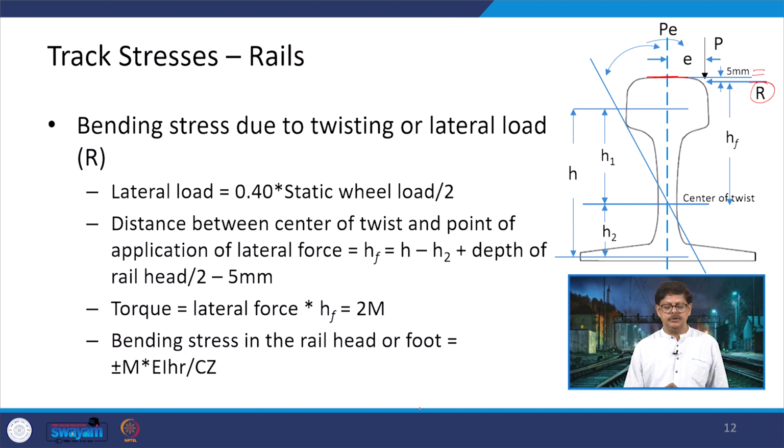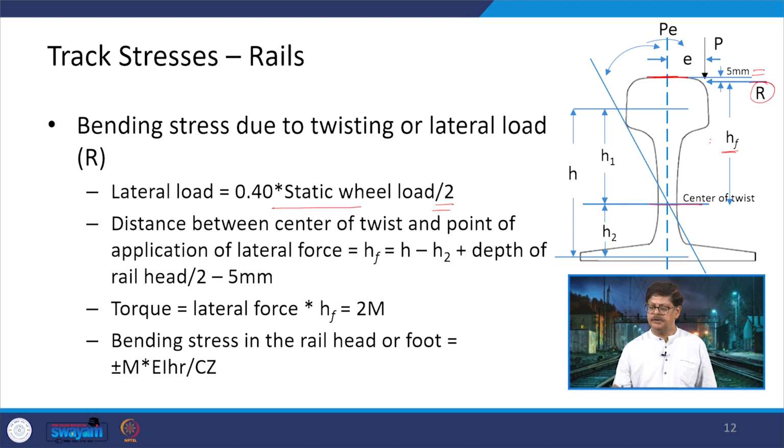Now, when you are talking about this lateral load, the lateral load is taken as 40% of the static wheel load and divided by 2. If you remember, this was discussed previously. The distance between center of twist and the point of application of the lateral force is defined as HF. So, this is the center of twist and this is the location where the load is being applied.